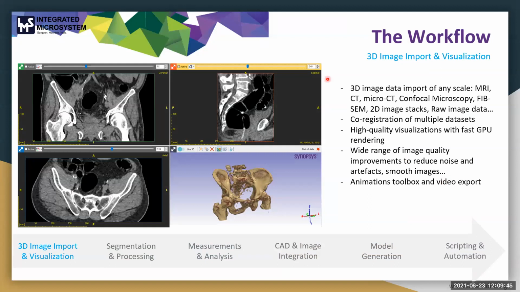3D image data can be imported from any modality. That can be MRI, CT, micro-CT, confocal microscopy, FIB-SEM, or 2D image stacks or raw image data. While importing the data, to improve the visualization, we can co-register multiple data sets. We can utilize various tools of the software to do some pre-processing on our data set to reduce noise and artifacts and smoothen the images.